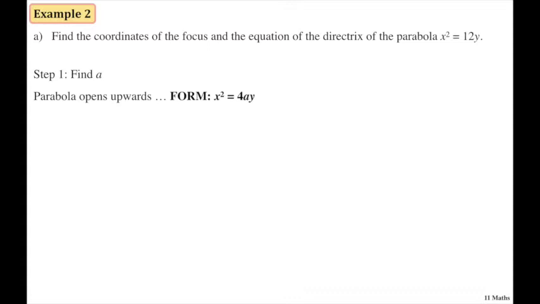It's a positive situation. If it's x squared equals 12y, and we know x squared equals 4ay as the form, you can see that the 4a has to be equal to 12. So 4a equals 12, which means a equals 3. And now we can draw a little sketch.